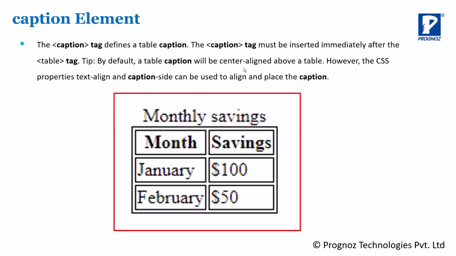By default the content comes in which location? Center location. But what if I want to represent it on the left or the right? Hello. Yes, tell me. So if you want to represent some content on the left side or the right side, what do we need to use? We need to use CSS. Using CSS we can represent the title on the left side or the right side. The default is the center location whenever we use the caption element.